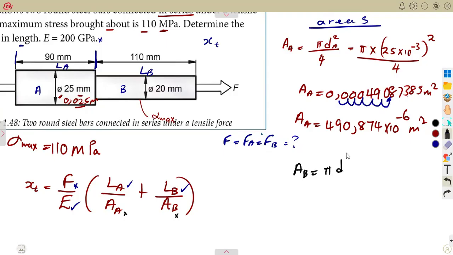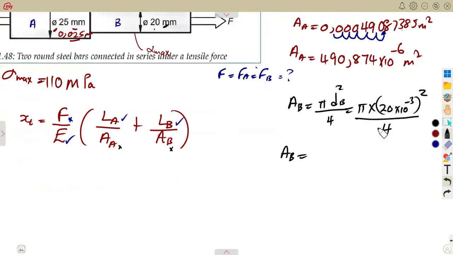Pi d squared over 4, but with the diameter at B now. So we're going to have pi times the diameter at B, 20 millimeters, 20 times 10 to the exponent of -3, squared. We can just have it as a decimal. That gives us the area at B as a decimal, 0.003141592, something like that, square meters.